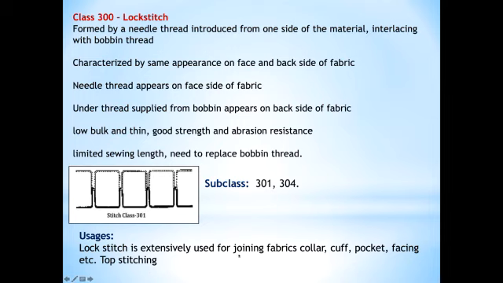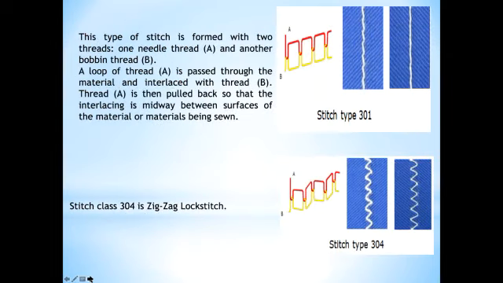So lock stitch is extensively used for joining fabric collars, cuffs, pockets, facing. It is used for top stitching. It is used in reversible types of garments also, where we want the same type of appearance on the face and the back side of the garment.